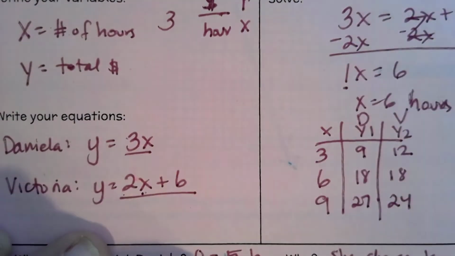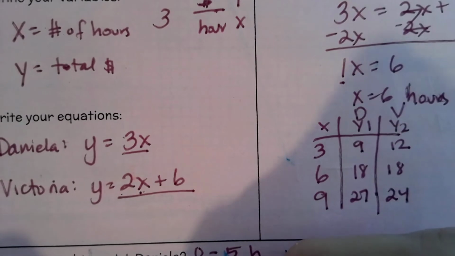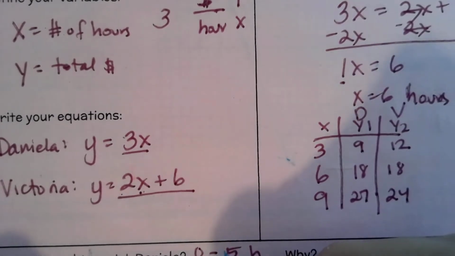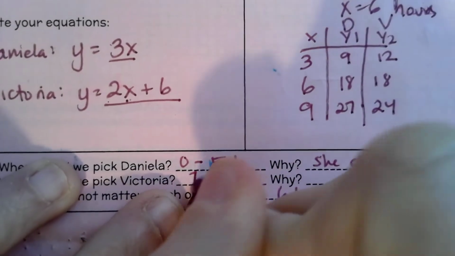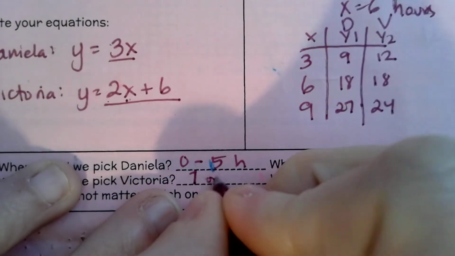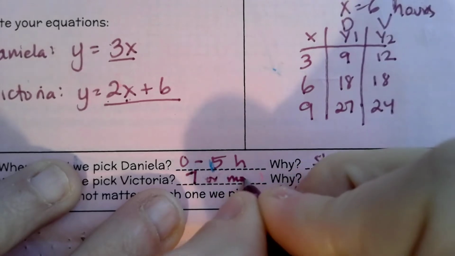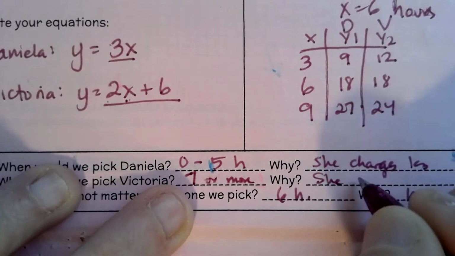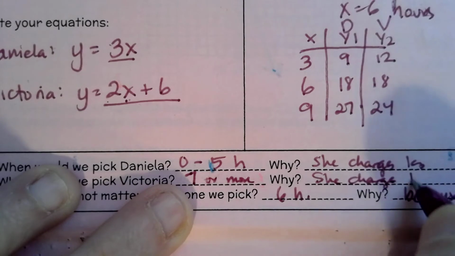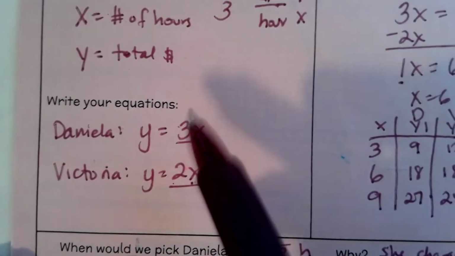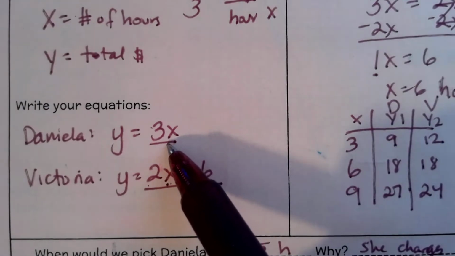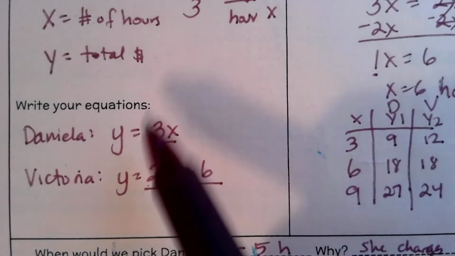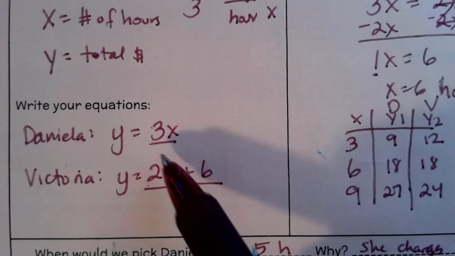So now, Victoria, anywhere from 7 plus hours, so 7 or more, because she charges less then. But if you look at their unit rate, you can kind of tell Daniela is charging more. She's charging more per hour, but she doesn't have that fee.